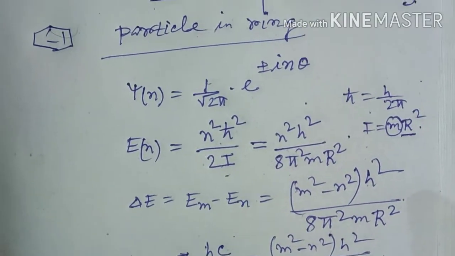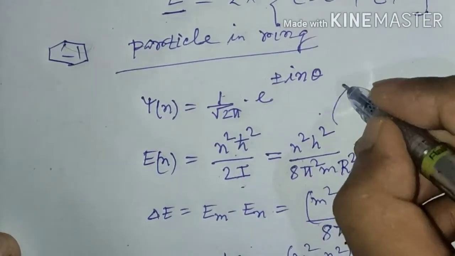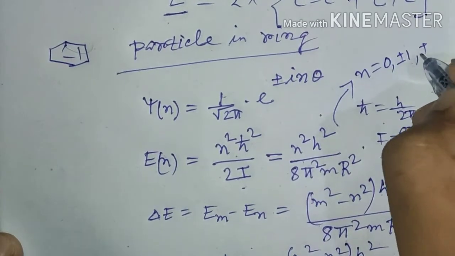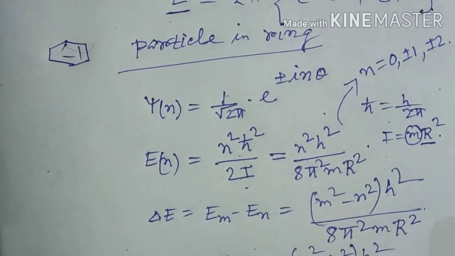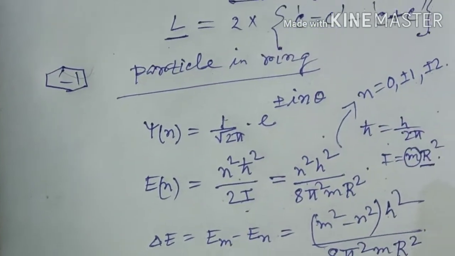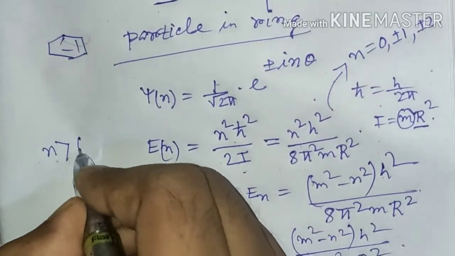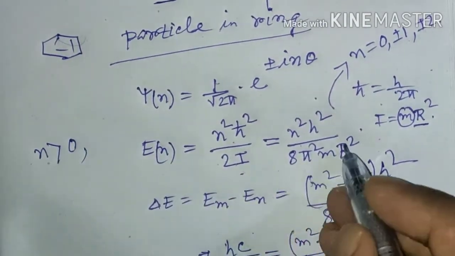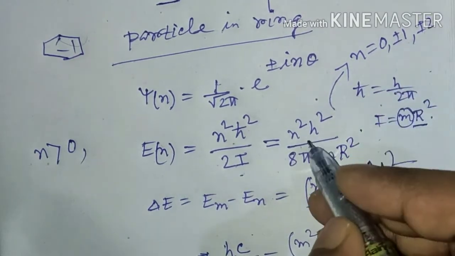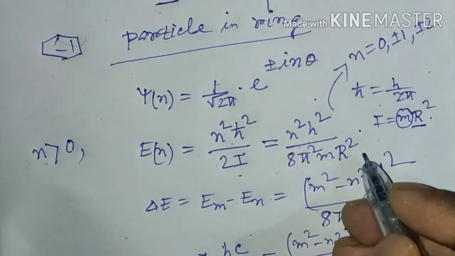Here I want to mention one thing. The value of n in this equation is n equal to 0, plus minus 1, plus minus 2. Here I want to mention one important thing: the energy states for n greater than 0 are degenerate states. Since if we put n equal to plus 1 and n equal to minus 1, we will get the same energy value.